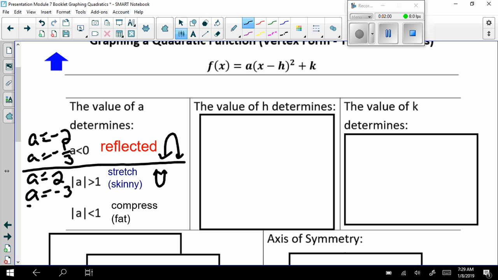And then if the absolute value of a is less than 1, it's going to be compressed. It's going to be fatter. Again, you're ignoring the sign. If you're less than 1, so like 1/2 or -1/4, those are going to be wider.